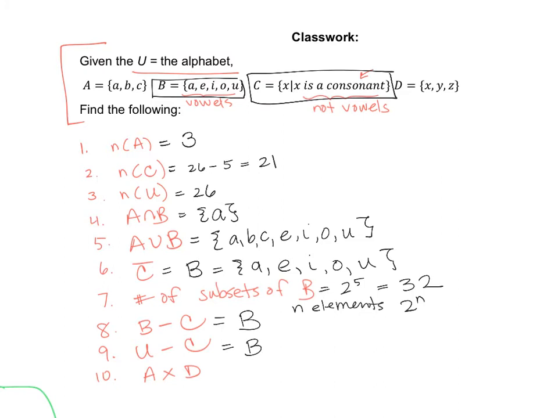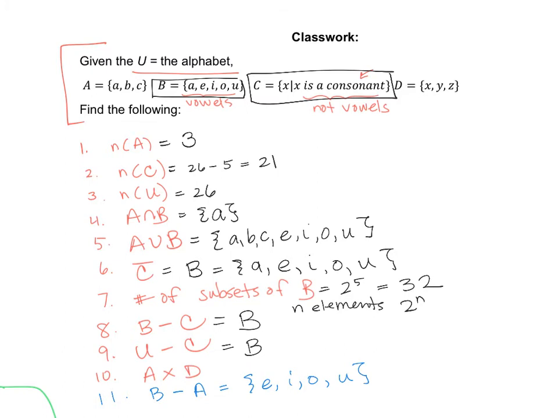I'm going to add in a problem right here. I'm going to add it as number 11. How about B minus A? Well, if you take away set A, the only thing they had in common was the little letter a, so that would just leave you with e, i, o, u.